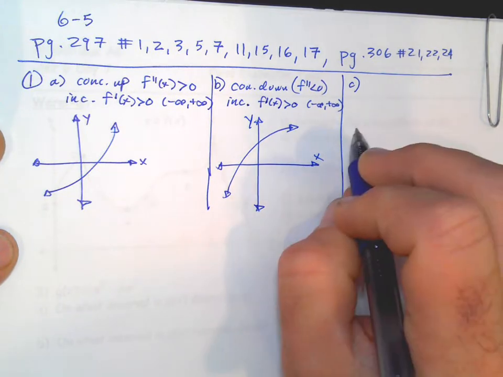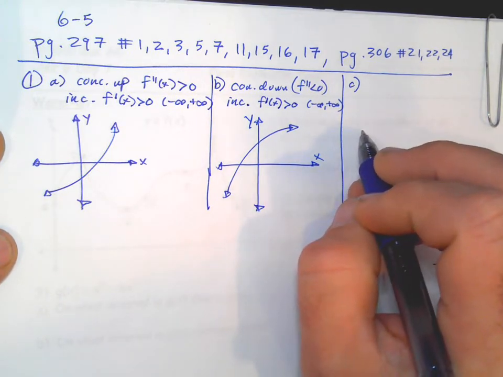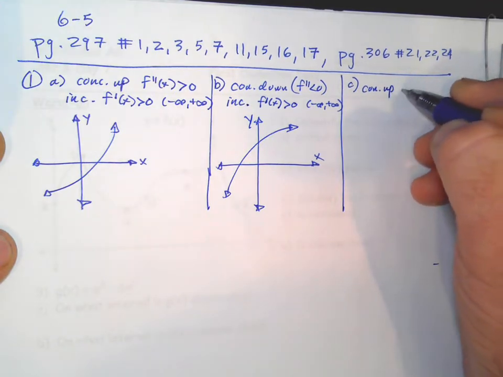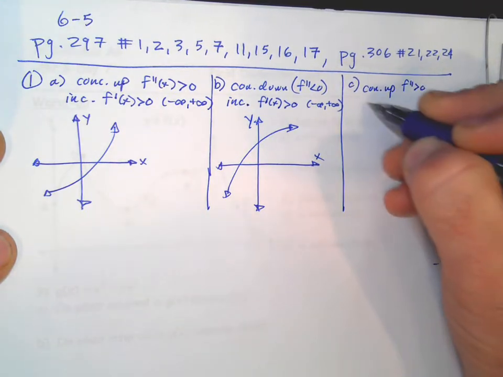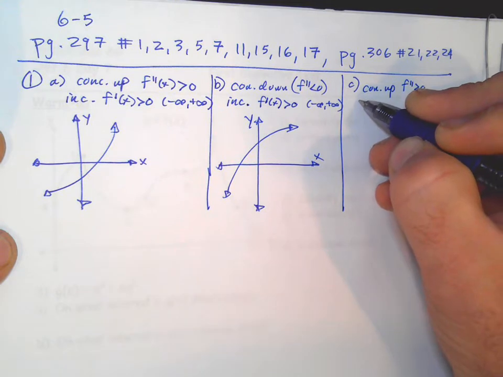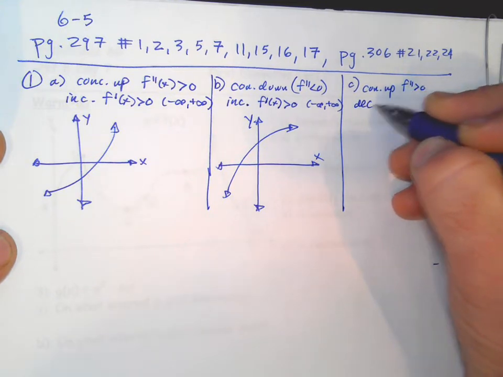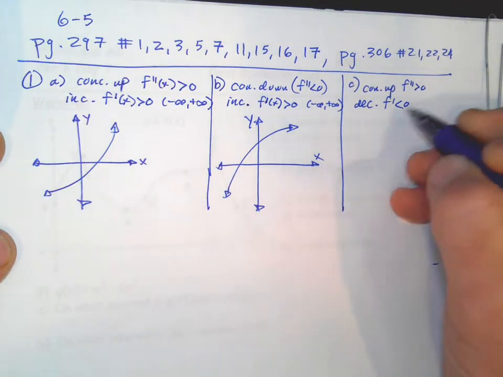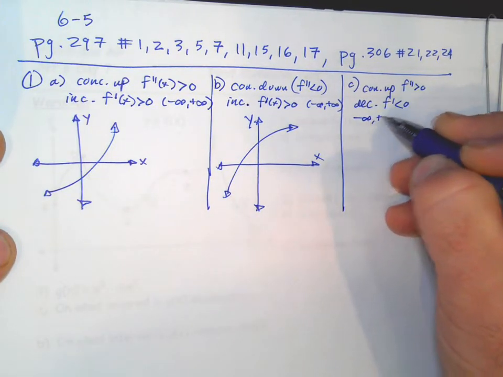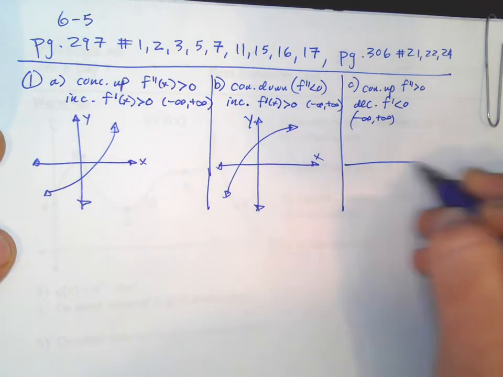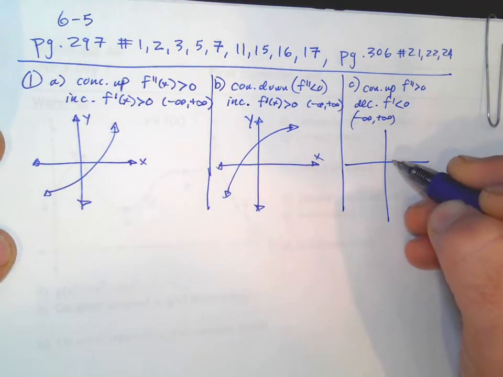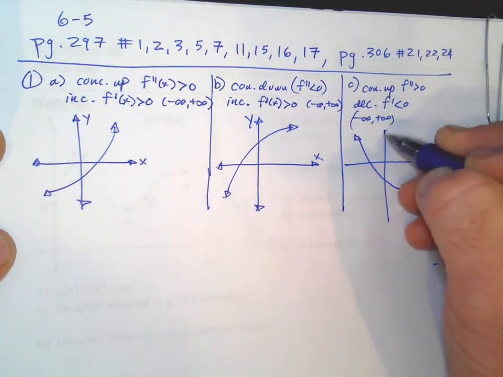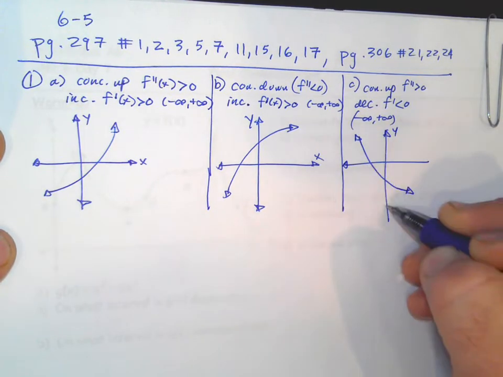C, let's see, function is concave up and decreasing. So concave up, f double prime is positive, and decreasing, so f prime is negative on negative infinity to positive infinity. So the graph is concave up and decreasing. Concave up and decreasing will look something like this. It's going down, but it's curved upwards.